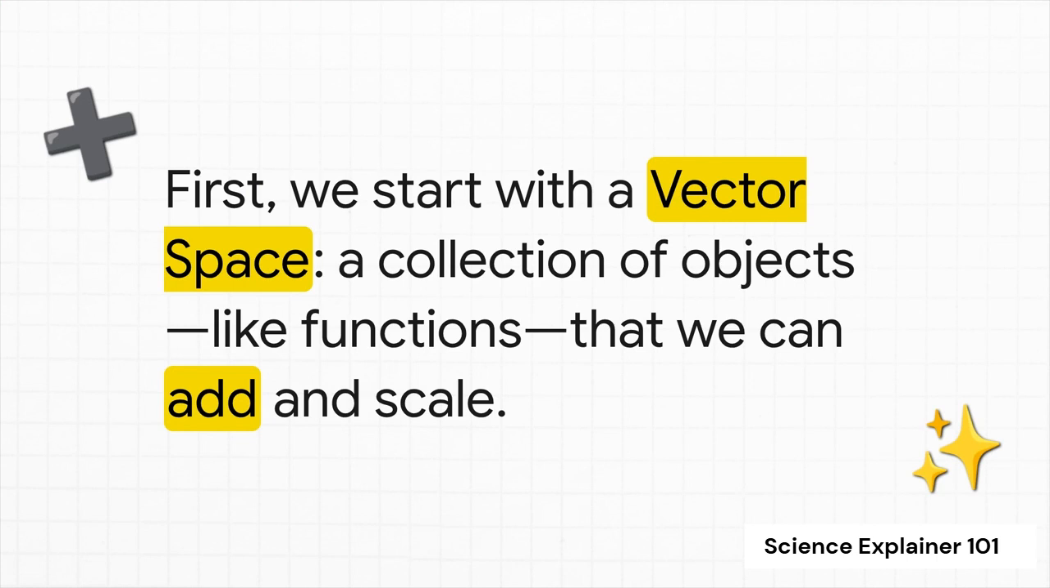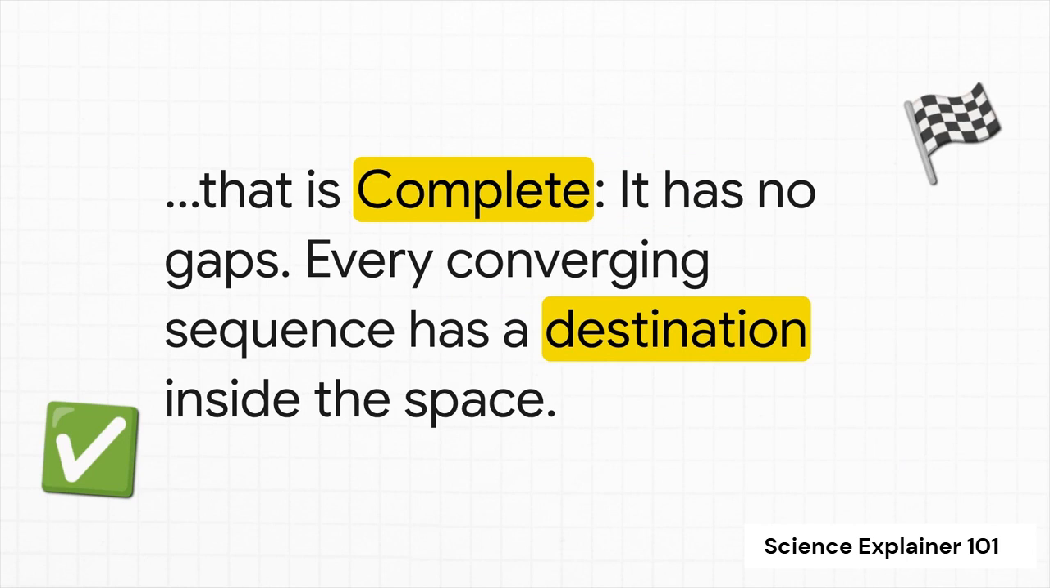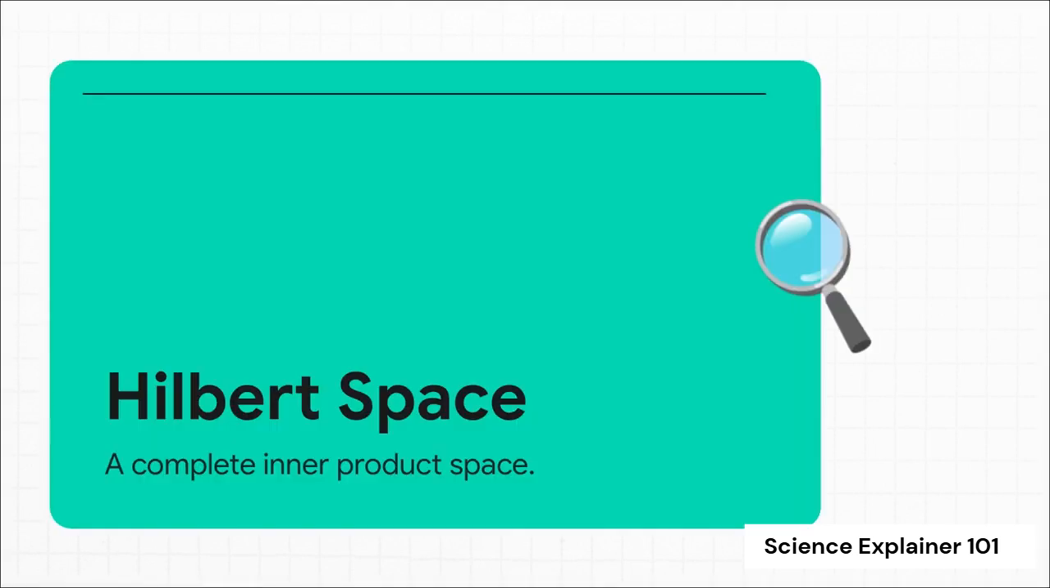First, you start with a vector space, just a big collection of things, arrows, lists of numbers, functions, whatever, that you can add together and scale up or down. Then you bolt on an inner product. This is our universal ruler and protractor. It gives us the power to measure lengths and angles everywhere in the space. And finally, you make one critical demand, that the space must be complete. No gaps, no missing points. Every journey has a destination inside the space. And boom, there it is. That's the definition. A Hilbert space is a complete inner product space.